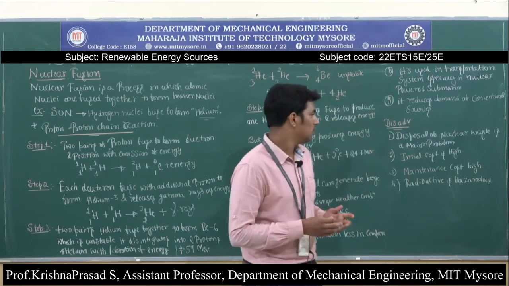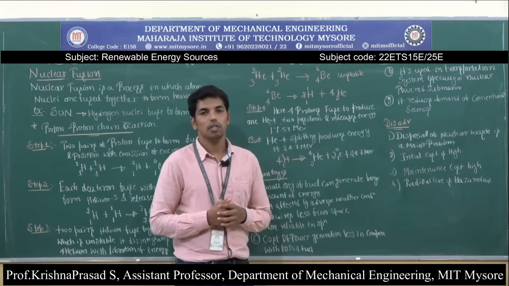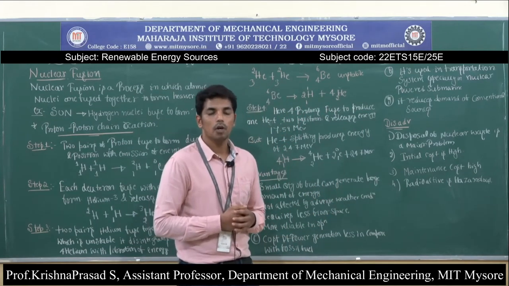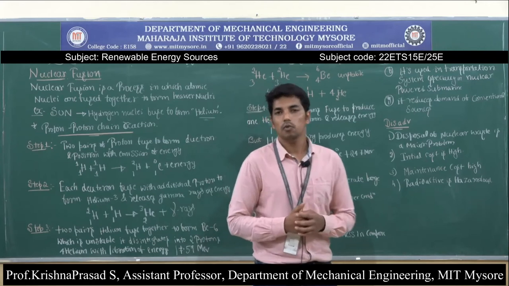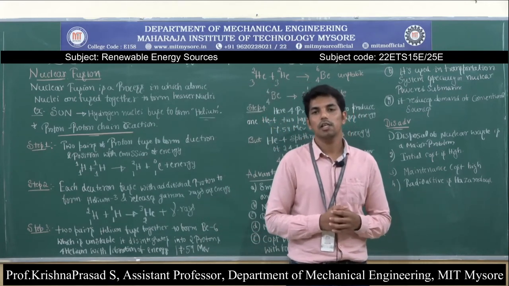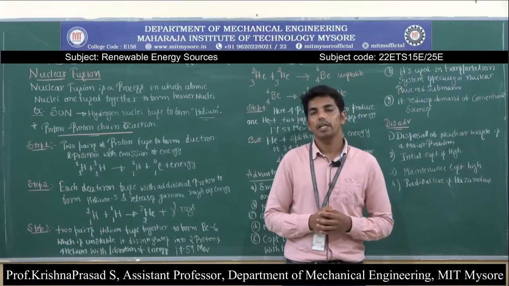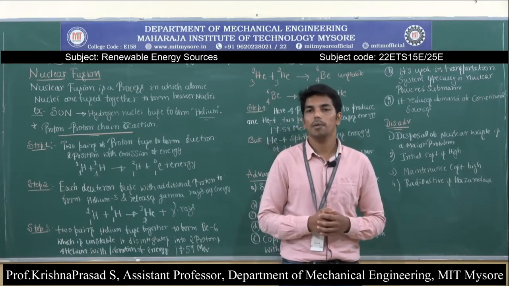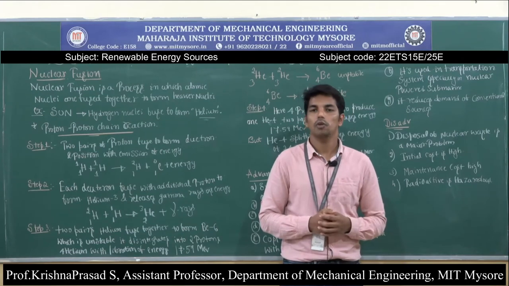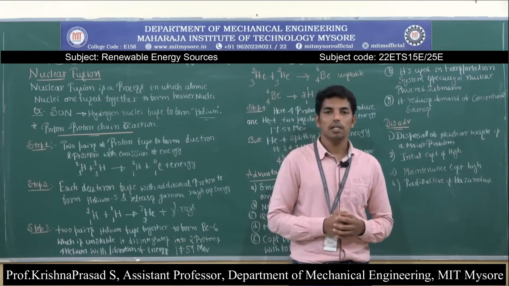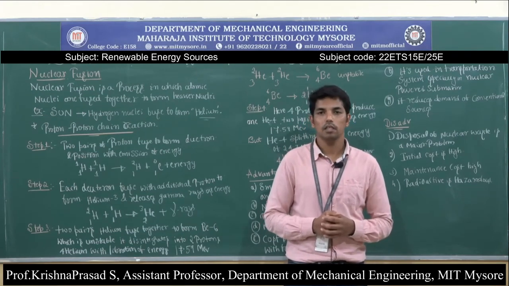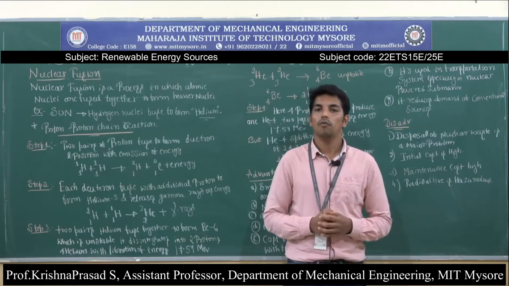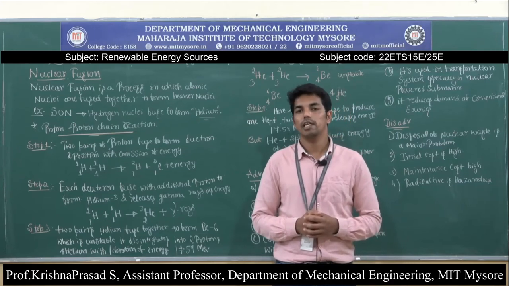Then we are discussing the advantages and disadvantages of nuclear energy. We studied what is meant by nuclear energy. Nuclear energy is nothing but energy released during the nuclear fusion or fission of atomic nuclei. And this nuclear energy can be liberated in two ways: one is called nuclear fusion, and the other is called nuclear fission.